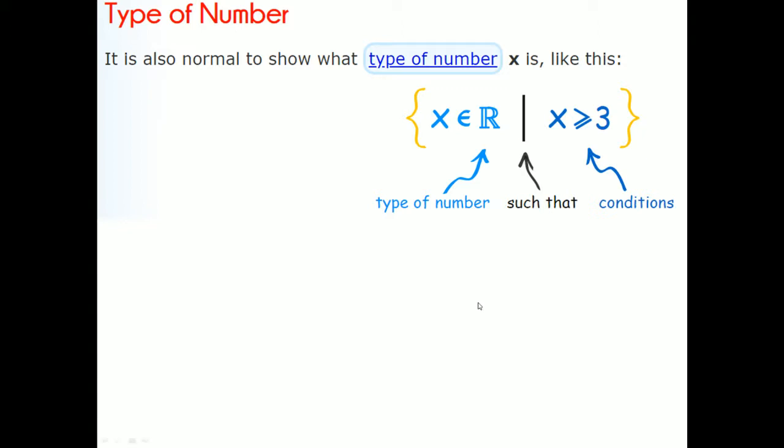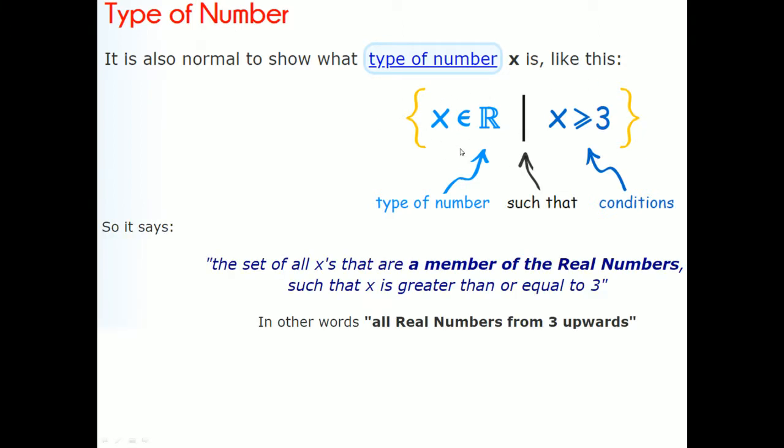Alright, so what you saw is that it's the type of numbers. In this case, you're going to see something like this. This is going to be translated to the set of all x that are members of the real numbers, such that, which is the black bar, here's the condition, that x is greater than or equal to 3. In other words, these are all the real numbers from 3 and upward.